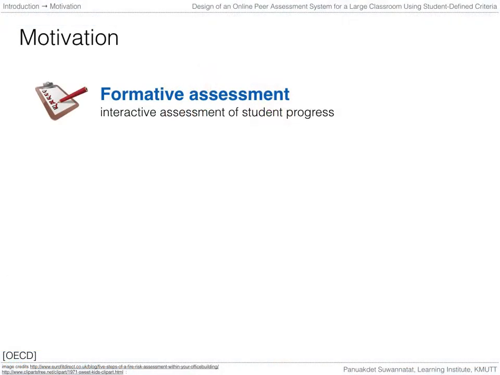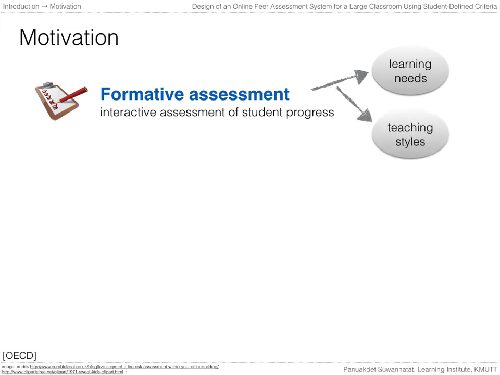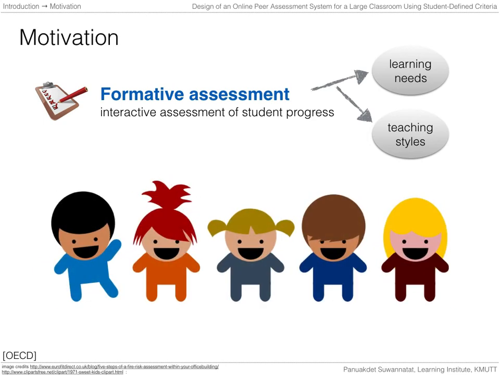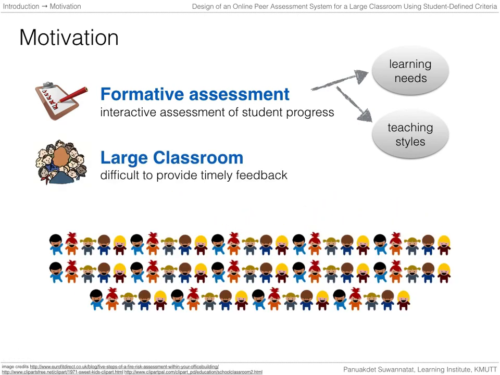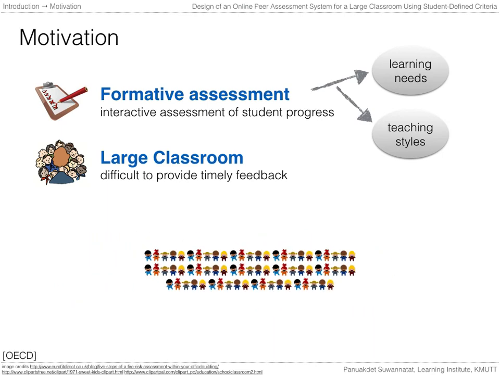Here's the motivation. Formative assessment is an interactive assessment of student progress in order to identify their learning needs and the way to change the teaching styles to suit their needs better. This is all good and easy to do if we have just a few students. But what if we have a lot of students in the classroom? It becomes more difficult to provide timely feedback to all the students. One way to solve that problem is to have the students give feedback to their peers.